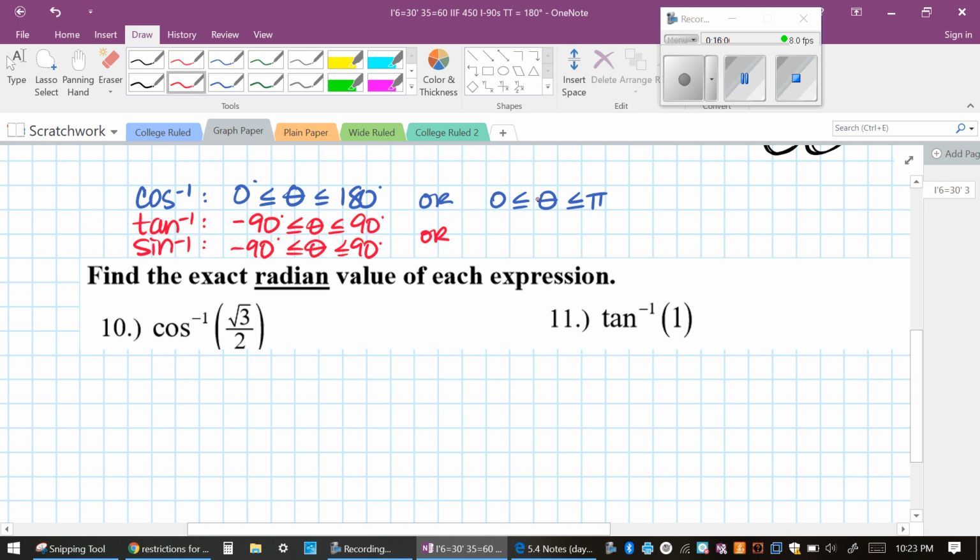Or in radians, from negative pi over 2 to pi over 2. So write this down somewhere so you don't forget.